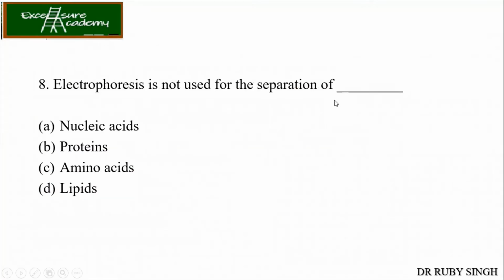Now, electrophoresis is not used for the separation of, this is also very direct. So all these can be separated using electrophoresis except lipids. So here the answer is lipids.